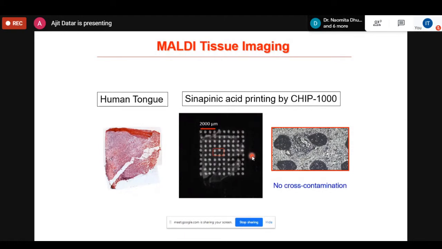So this is a human tongue, and the human tongue has been analyzed by taking the sample and then analyzing different proteins by using a MALDI-TOF, by using a matrix like cinnamic acid or sinapinic acid. And then you can see the white patch there, which is a defective patch, and that's the place where there are some kind of different disease cells, and such kind of analysis is possible by using MALDI tissue imaging.